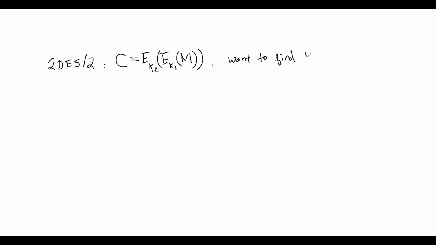So 2DES/2 would mean that you apply encryption twice using 2 different keys and get C. What I want to find is K1 and K2, the keys used in this encryption, from the attacker's point of view.